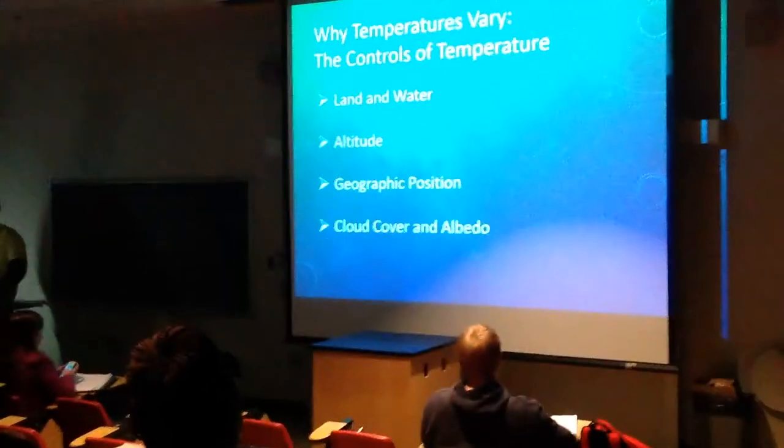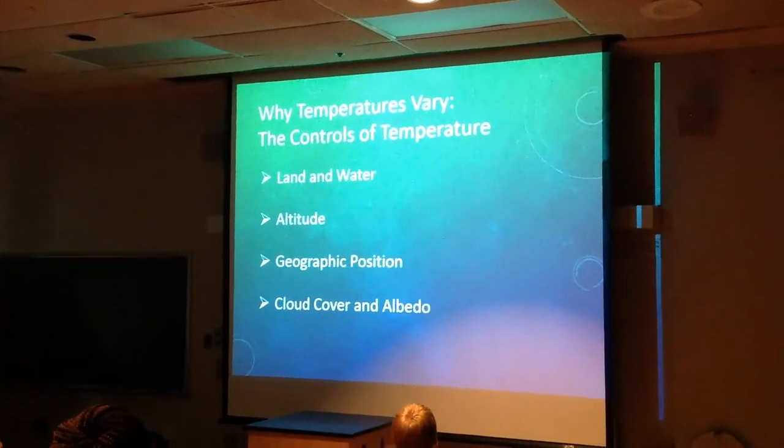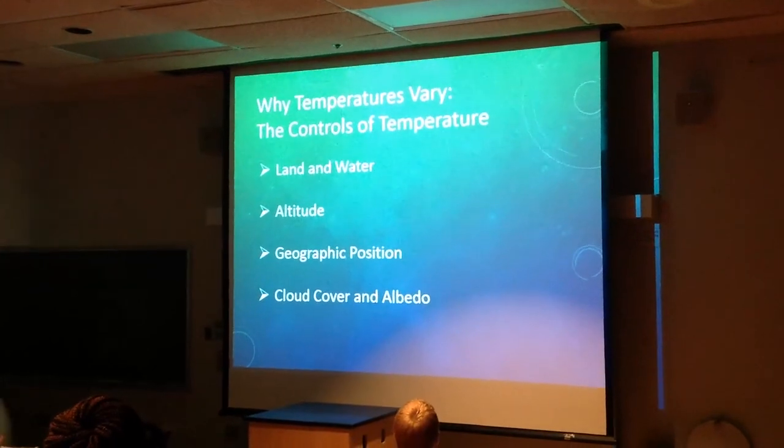Why temperatures vary, the controls of temperature. So, a higher albedo, land or water? When the sun is directly overhead. I would say water has a higher albedo, probably, because it reflects the sun. If it's directly overhead, how's the sun? Oh, it'd be soil, because soil's only like, what, 13%? Yeah. But your land is going to reflect more sunlight, so it's technically going to be warmer than the water.